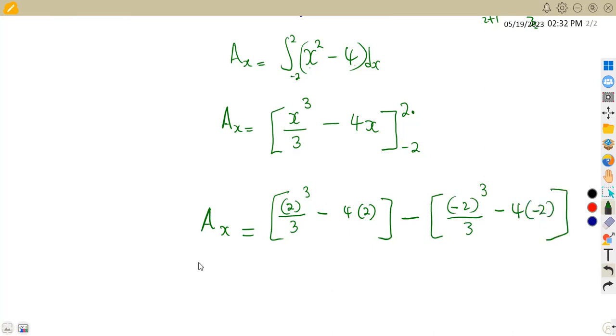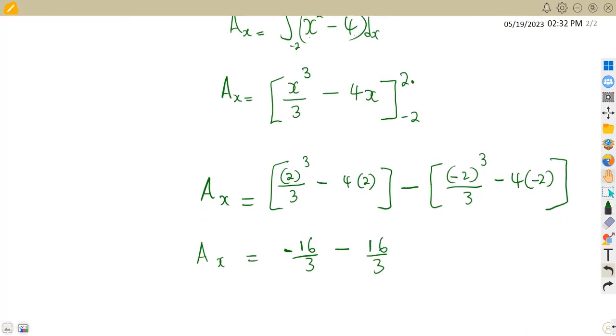All right. So what you're going to do is simplify the first part and obtain your answer, then simplify the second part and obtain your answer. This is going to be -16 over 3 minus, here we are also going to obtain 16 over 3. Like I said, this is going to give us a negative answer. So here we are going to obtain our area as -32 over 3 square units.